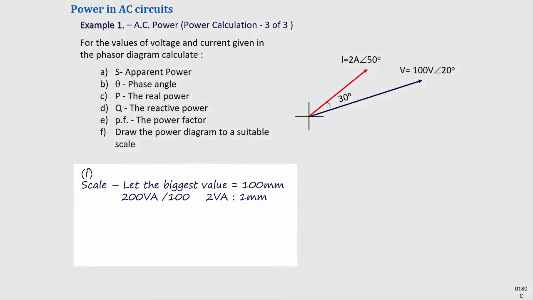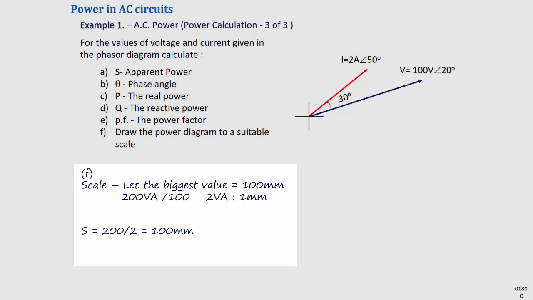Part F is to draw a scaled power diagram. To ensure that the diagram will fit on a page, I suggest using a scale where the largest value always equals 100 millimeters. In this example, the apparent power S equals 200 volt amperes. So the scale for this power diagram is 200 volt amperes equals 100 millimeters, or 2 volt amperes equals 1 millimeter. Using this scale, the length of each of the variables, the apparent power, the real power, and the reactive power, may be calculated.